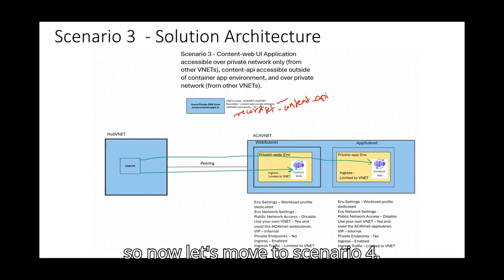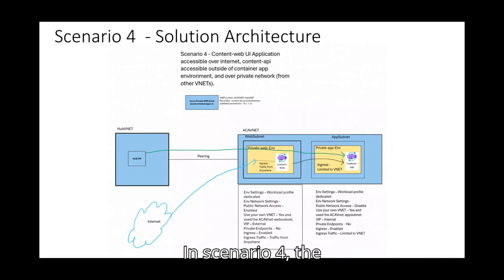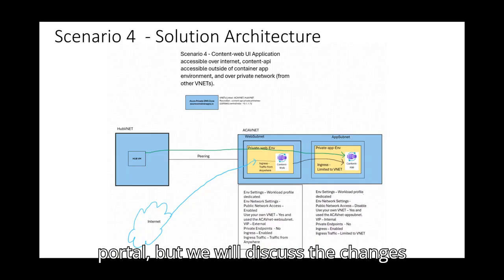Okay, so now let's move to scenario 4. In scenario 4, the content web will be accessible over the internet, and content API will be accessible privately outside of the container environment, and across other private peered subnets as well. Okay, so I'm not going to showcase this on the portal, but we will discuss the changes over here only.